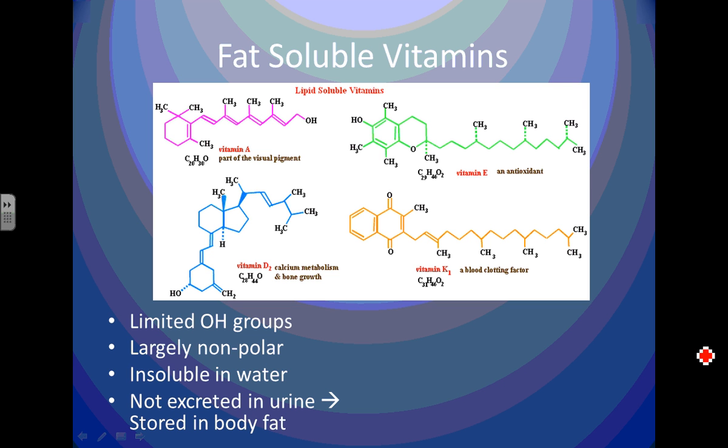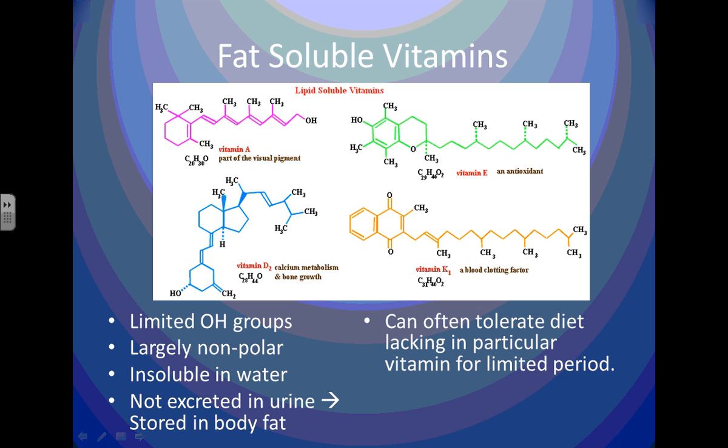So what that means is that because urine is mostly water, they're not excreted in urine. They get stored in the body fat, which means if you don't have any for a while, you've still got some you can pull on. So you can tolerate not having some for a little while. However, these are the vitamins that give us toxic effects.